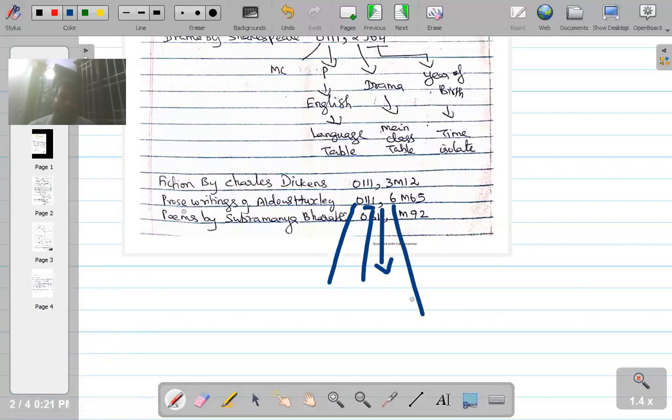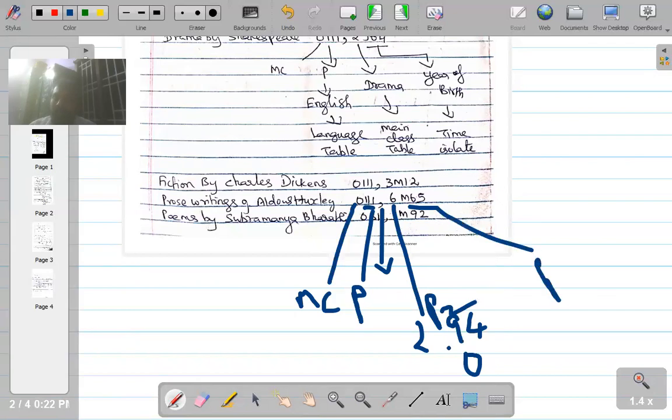6 means prose. I have taken from 2.94 main class. Then M65 is the year of birth of the author, which is converted into a number using time isolates. So this is the main class, this is P, this is the symbol, this is P2, and the last one is P3. I think it's clear.